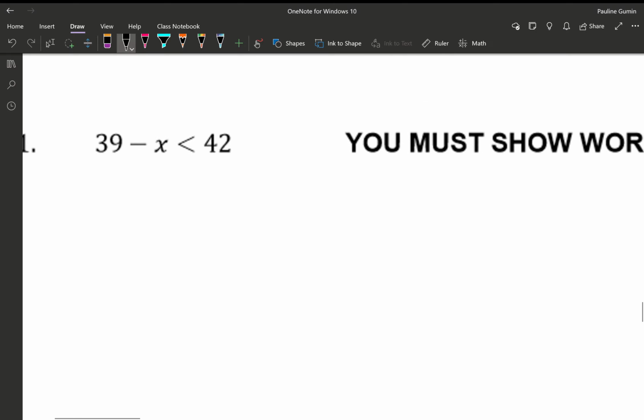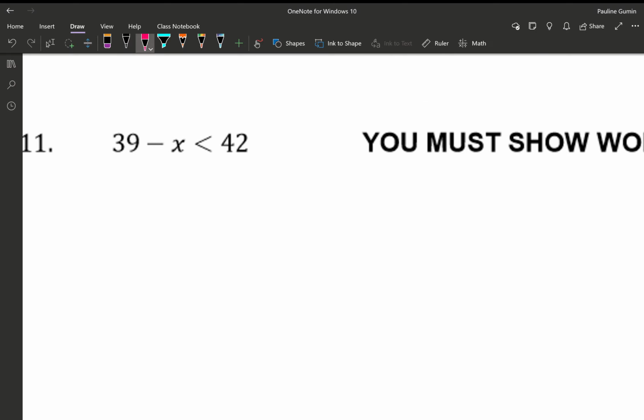Number 11, okay. So I need to get x by itself. And the first thing I'm going to do is subtract 39 from both sides. We're left with -x. I'm just subtracting, so my symbol doesn't change. 42 minus 39 is 3. Now, -x is actually -1x.